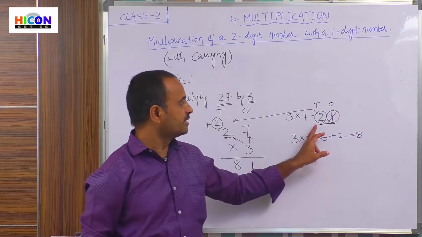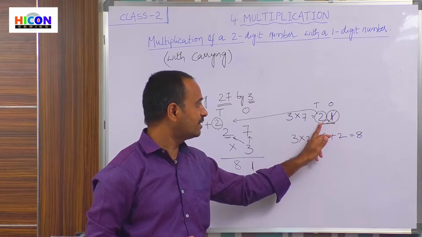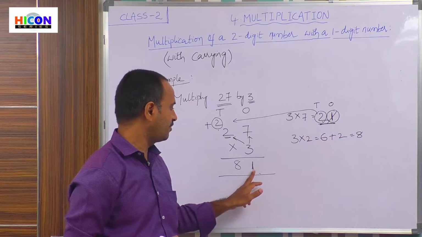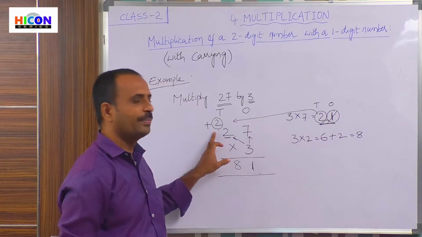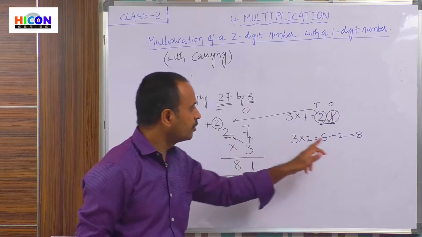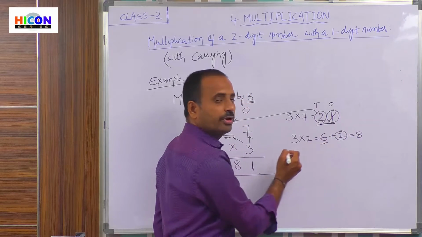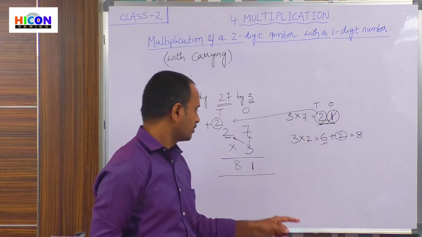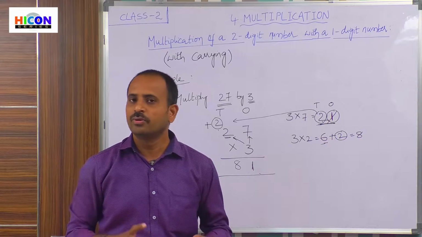If the product is a 2-digit number, write the last digit, that is, write the second digit under the ones place and carry the first digit to the next place, and we have to add that carried number to the product. And the answer is 8. So the total product is 81. So children, did you understand?